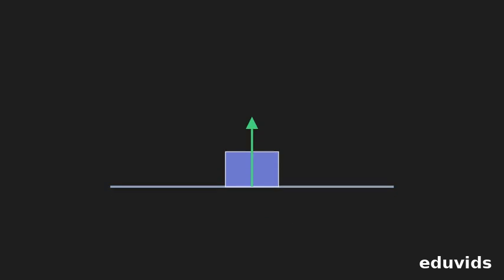Let us consider a block resting on a flat, horizontal table for our first example. Gravity pulls the block straight down, but the table pushes back straight up on the block. Since the flat table surface is horizontal, the normal force points vertically upward, perpendicular to the table.